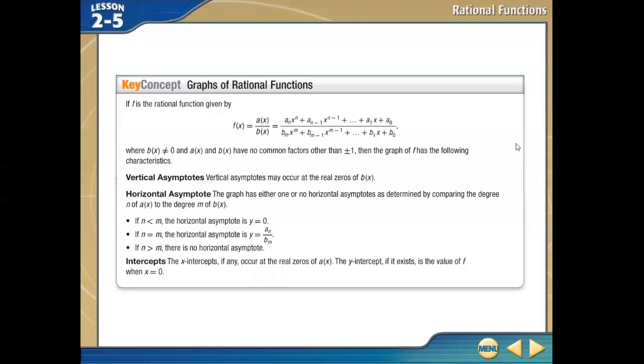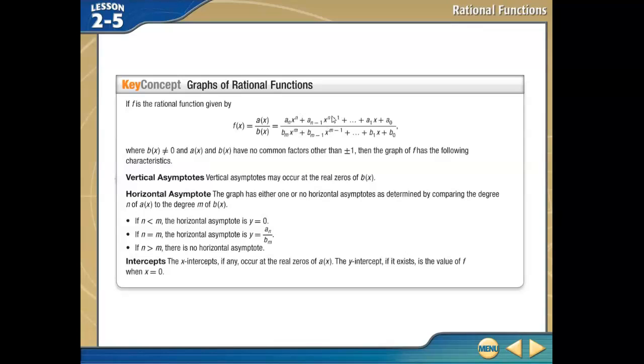So here are your rules for finding horizontal asymptotes. So it says if f is the rational function given by f of x is equal to a of x divided by b of x, then it lists out the expanded polynomial. The key portions that you want to pay attention to are a_n x^n, so the leading coefficient of a of x, and the degree, and the leading coefficient of b of x and the degree. Okay, where b of x can equal 0, that's when you have your vertical asymptote. So whenever the denominator is 0, that's a vertical asymptote.